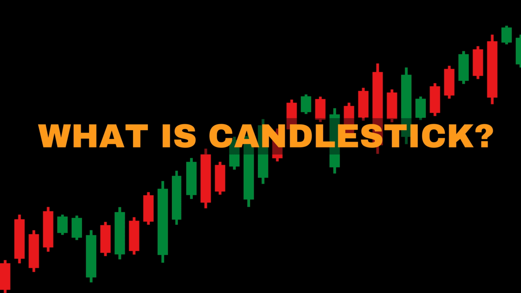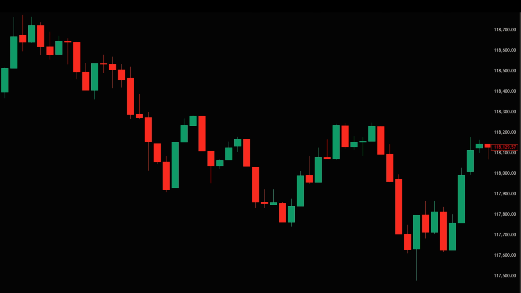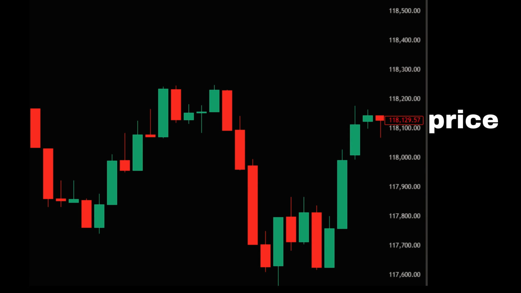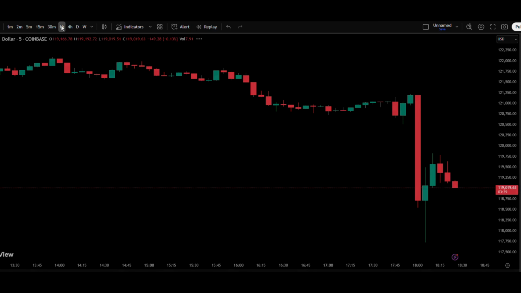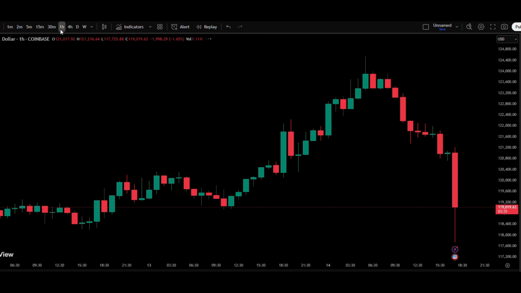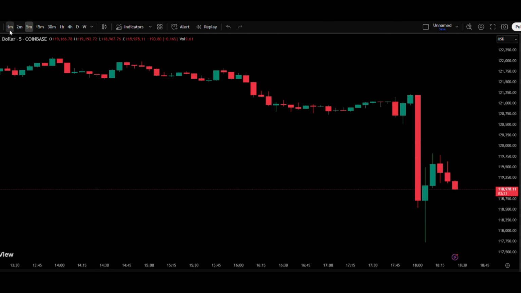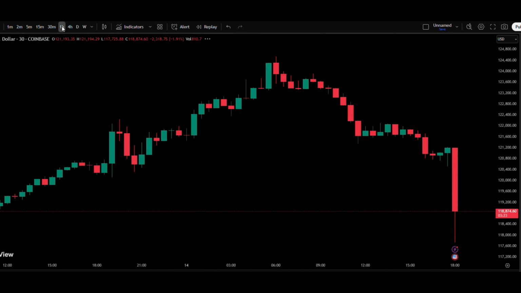So what is a candlestick? A candlestick is a way of displaying price movement on a chart. It doesn't just show you where price is now, it shows you how it moved during a specific time period, meaning the time it takes for one candle to form, like 5 minutes, 1 hour, or even an entire day.